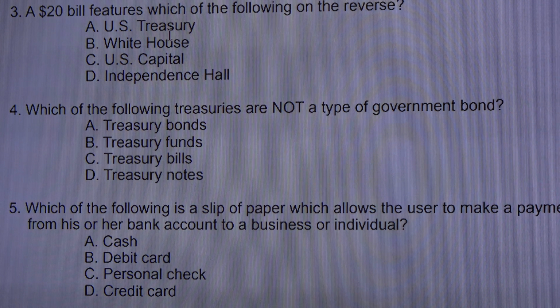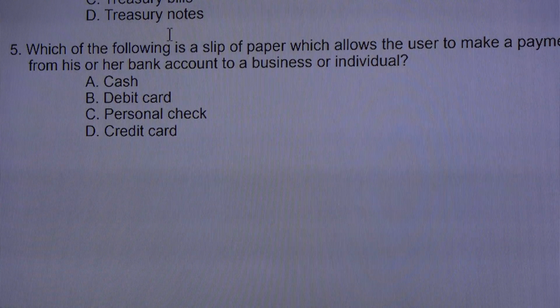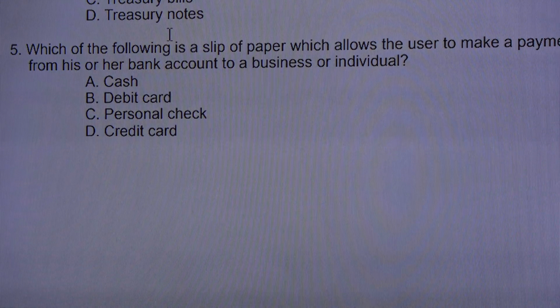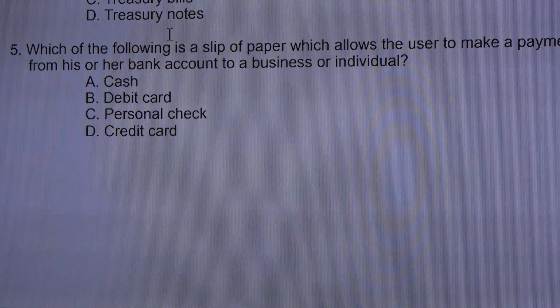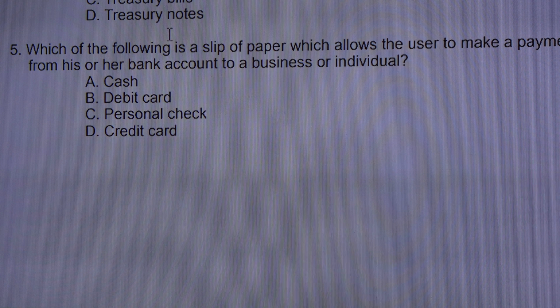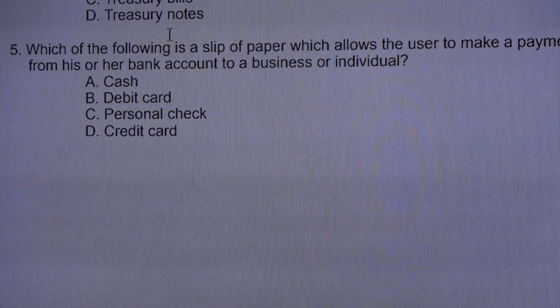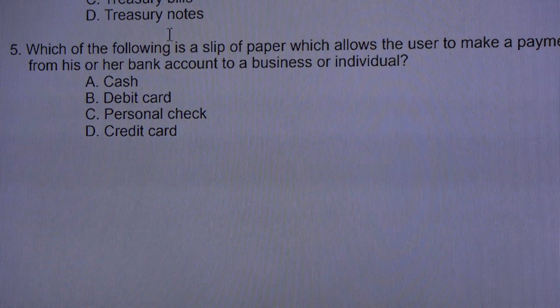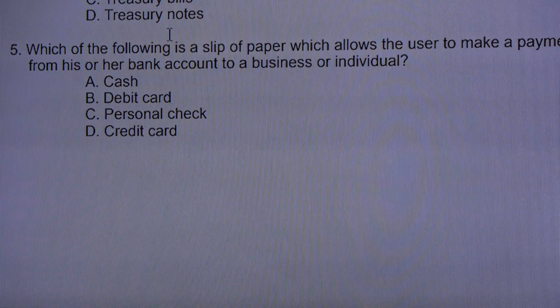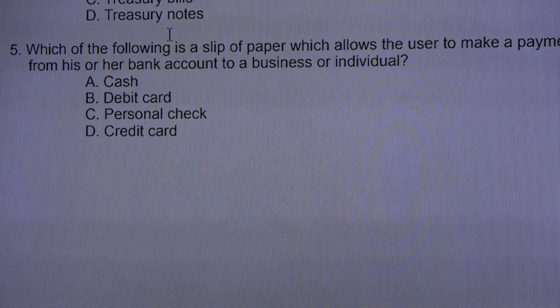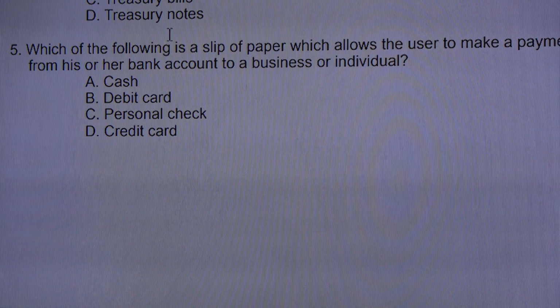Okay, number five, which of the following is a slip of paper which allows the user to make a payment from his or her bank account to a business or individual? A slip of paper would not be cash. A slip of paper is not a debit card. Is a slip of paper a personal check? Yes, the answer is C, a personal check. It's a slip of paper that you write out to pay somebody, a business or an individual, from your bank account.